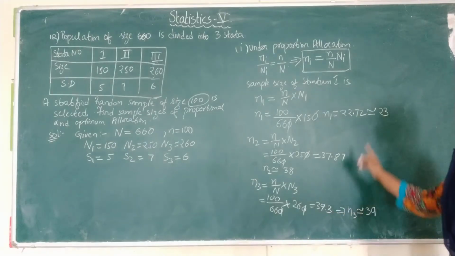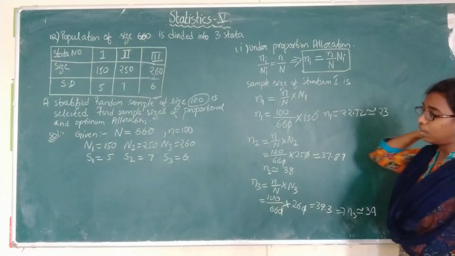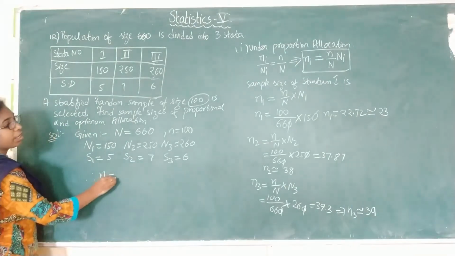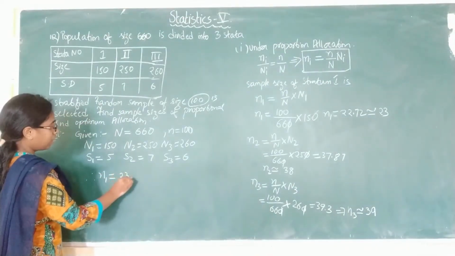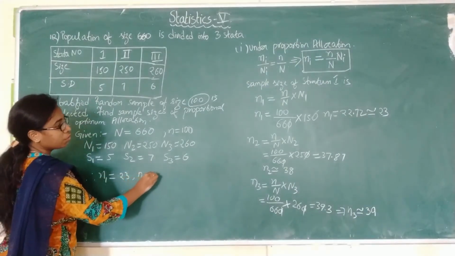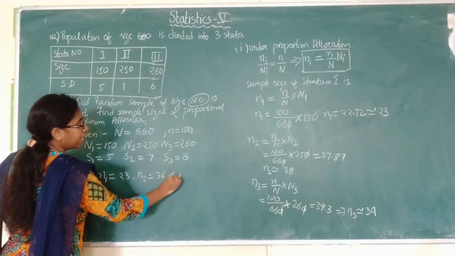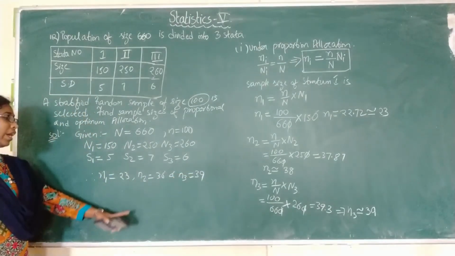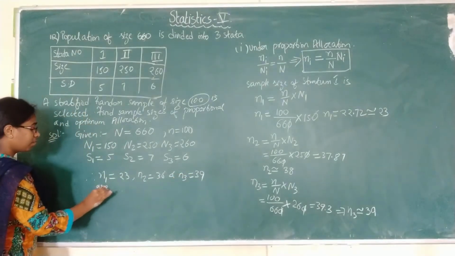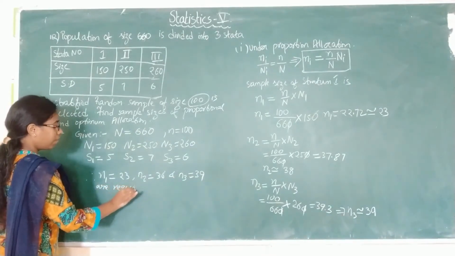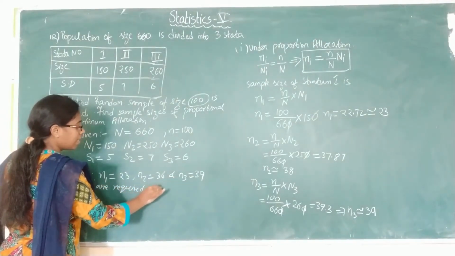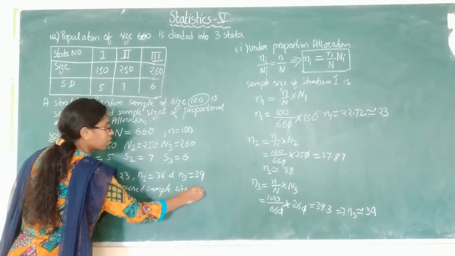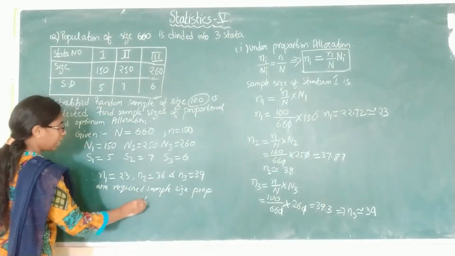So these are the sample sizes under the proportional allocation. Therefore, what we got, N1 equals 23, N2 equals 38 and N3 equals 39 are the required sample sizes under proportional allocation.